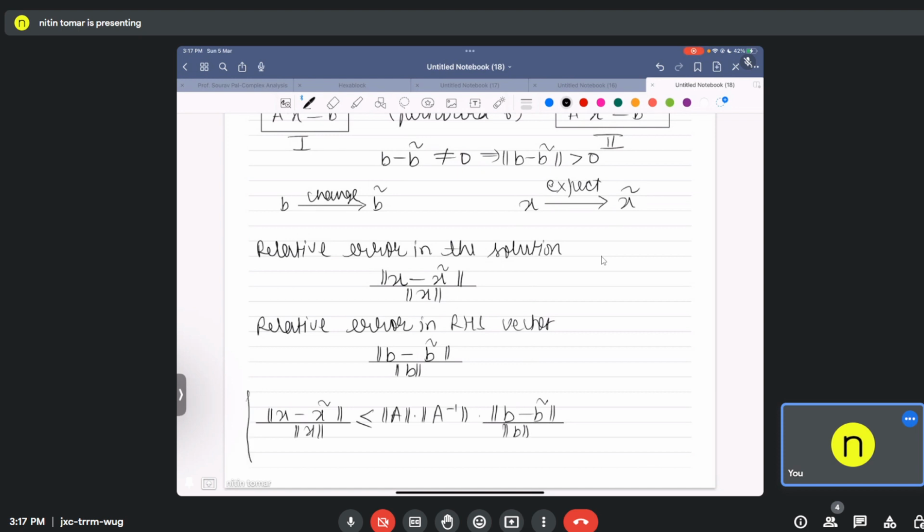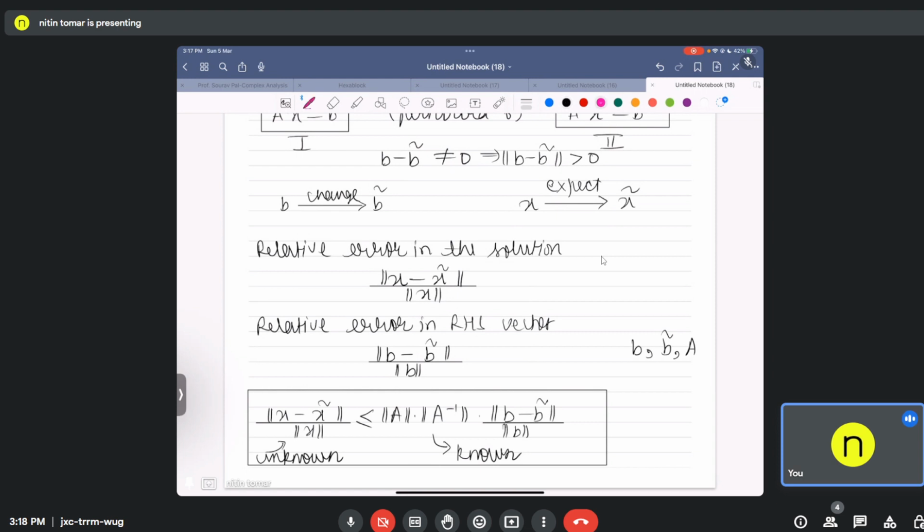Do you know this theorem? Now on the right hand side everything is given. b you are given, b tilde you are given, and A is also given. The unknowns are always on the left. In this inequality the unknown variables are on the left, and everything that is known to you is on the right.